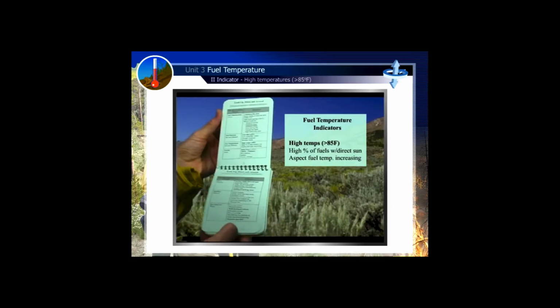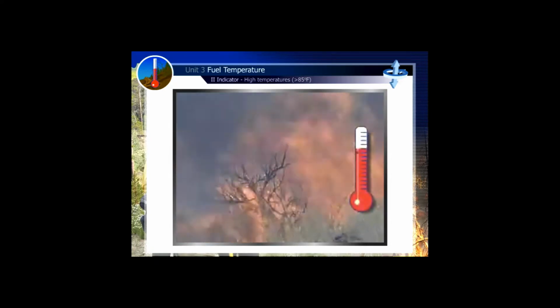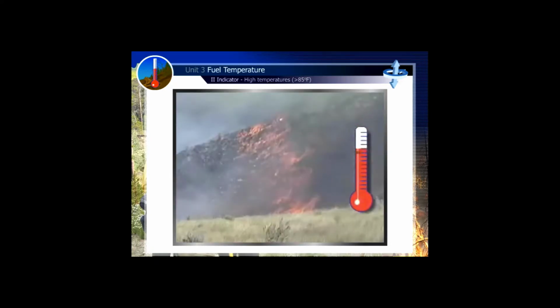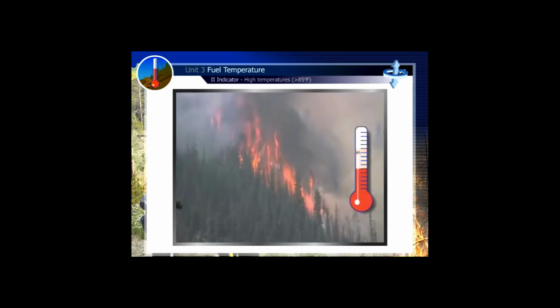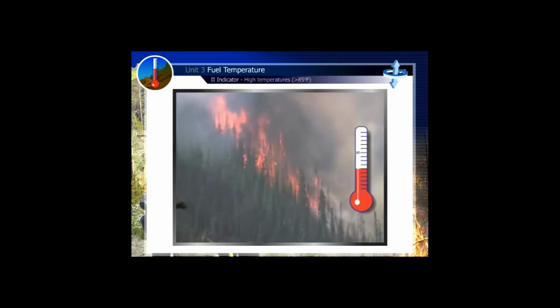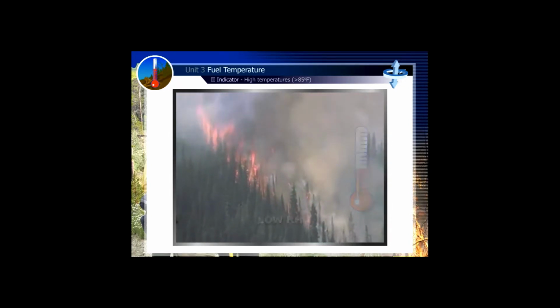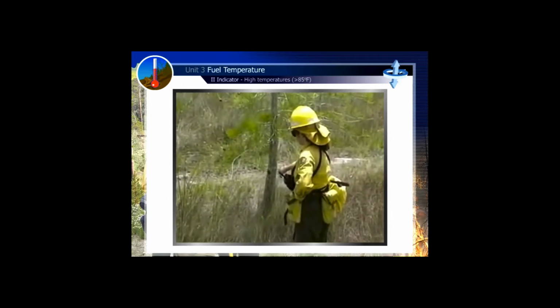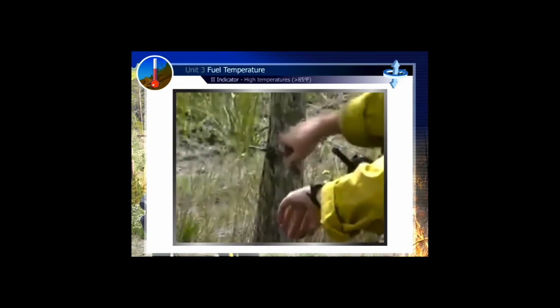It is critical to monitor the first indicator, high temperatures that are greater than 85 degrees Fahrenheit. High temperatures will increase the flammability of fine fuels and the potential rate of spread. However, temperatures lower than 85 degrees, combined with low relative humidity, can also increase fire behavior. To monitor temperature, take weather readings on a regular basis using a belt weather kit or other equipment.